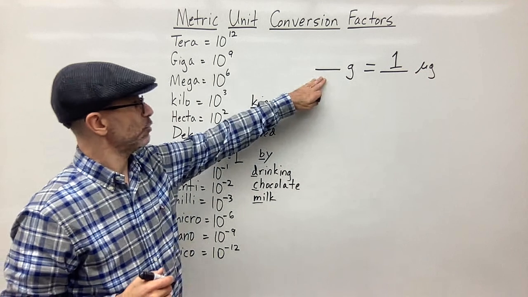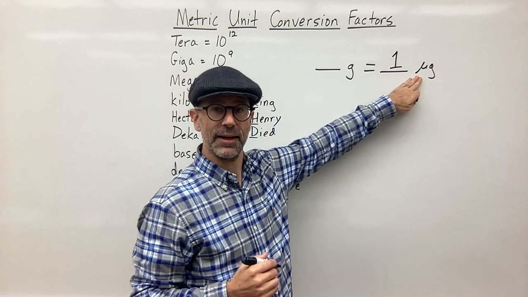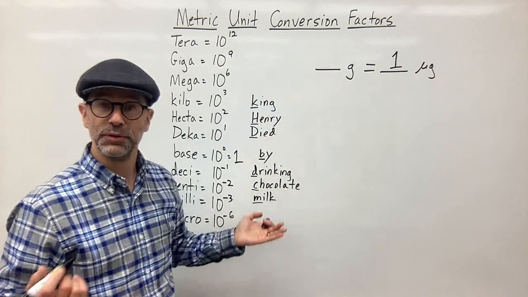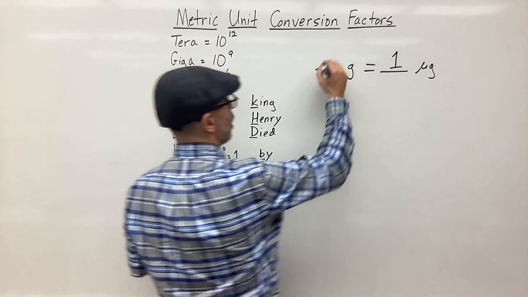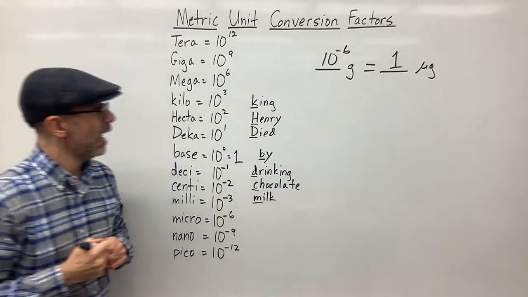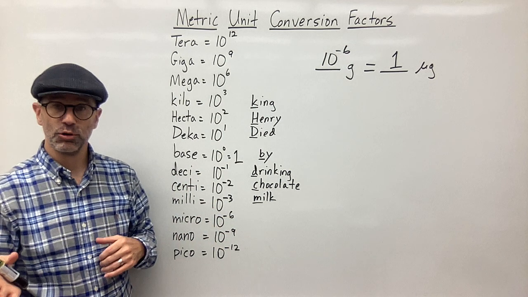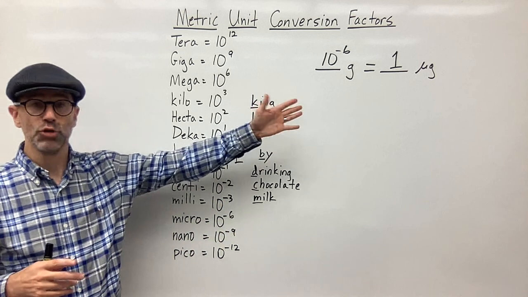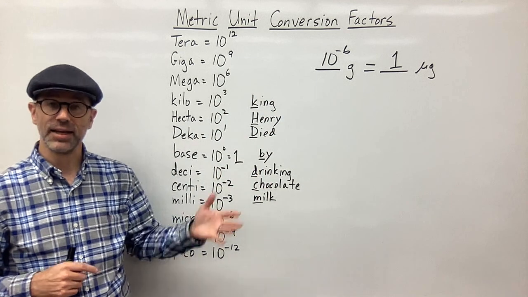And then what do I do with the other side? Well, since the prefix is on this side, I'm going to put the prefix multiplier on that side. What's the prefix multiplier? Micro is 10 to the negative 6. So I'm going to put 10 to the negative 6. And that, ladies and gentlemen, is the equality between micrograms and grams. And so that way, you know this is true. This is not going to be a mistake.